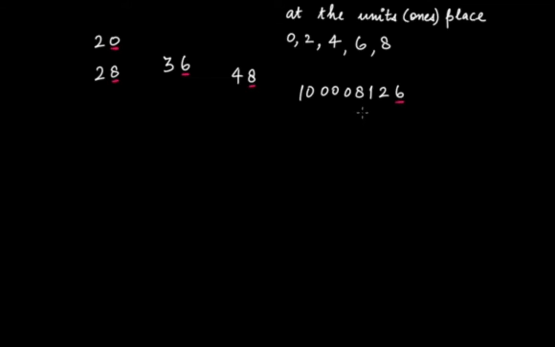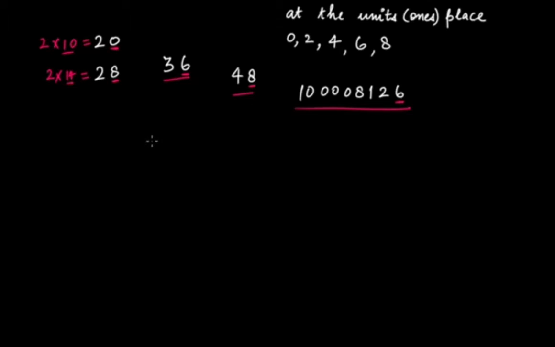So if any number has 0, 2, 4, 6 or 8 at its units place, then that number will be divisible by 2. So this would be like 2 times 10 is 20. 2 times 14 would be 28. You can divide this number by 2 and you will get this factor. And similarly for this one, and this one.